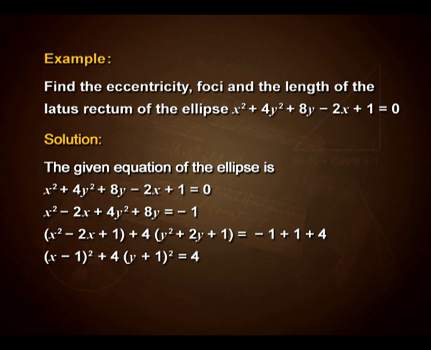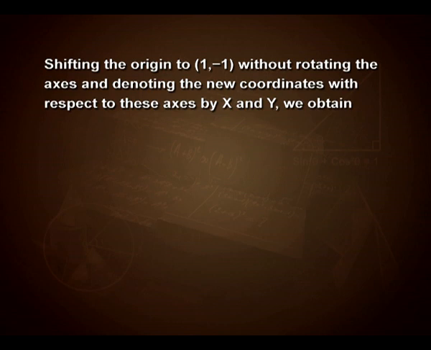Now, on simplification, we get x minus 1 whole square upon 2 square plus y plus 1 whole square upon 1 square is equal to 1. Take this as equation number 1. Shifting the origin to 1, minus 1, without rotating the axes and denoting the new coordinates with respect to these axes by X and Y, we obtain x is equal to X plus 1 and y is equal to Y minus 1.